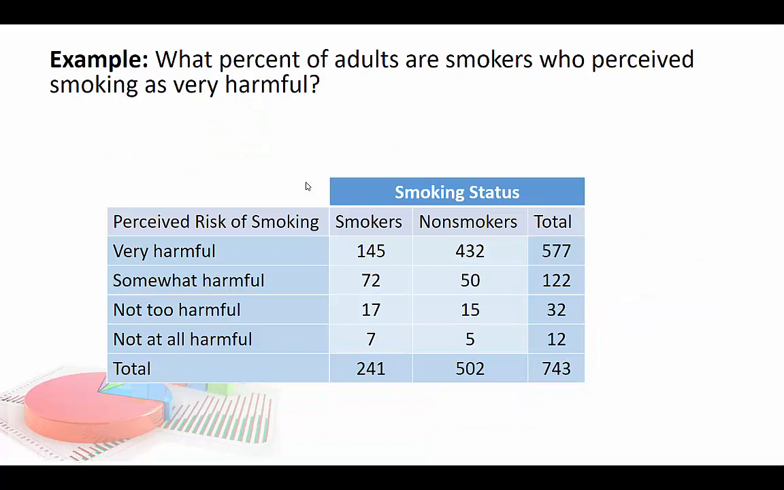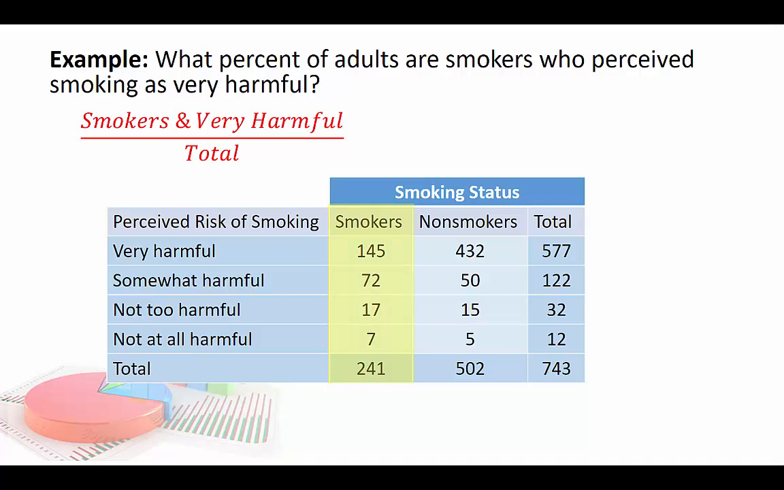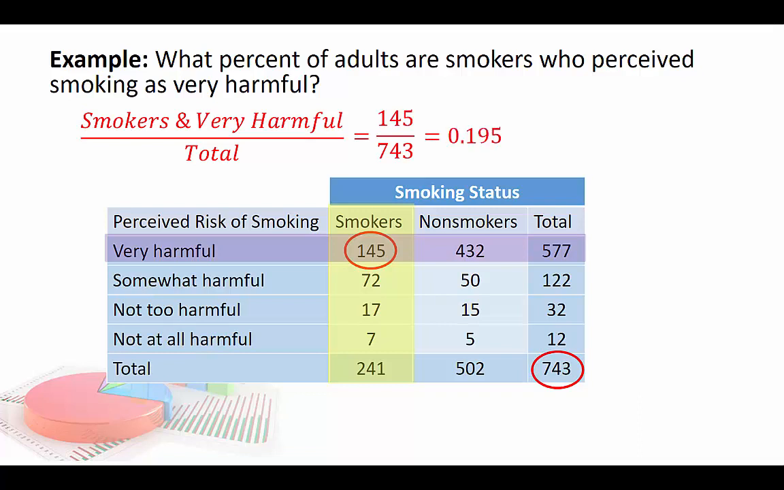So we're going to look at an example. What percent of adults are smokers who perceive smoking as very harmful? That means they're both a smoker and they thought it was very harmful. Well, your smokers are right here, and the people who thought it was very harmful are on this purple row. Where they intersect, that's where both occur. So we have 145 of these people out of a total of 743. We would just go 145 over 743, which is 0.195. Change that to percent, and it's 19.5%.